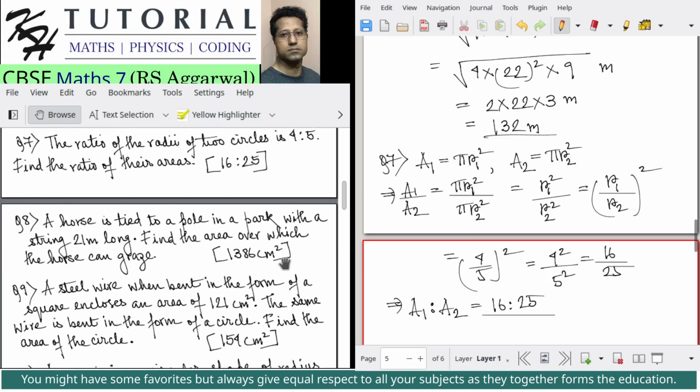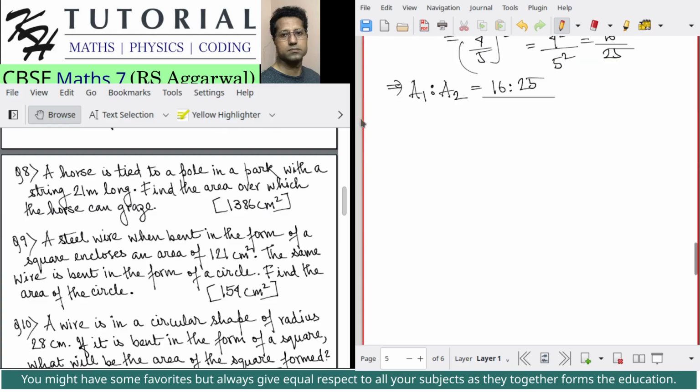Okay, let's see the next problem, question number 8. A horse is tied to a pole in a park with a string 21 meter long. Find the area over which the horse can graze. Okay, let's say this is the pole and this is the string, and let's say this is the horse. The length of the string is given to be 21 meter.